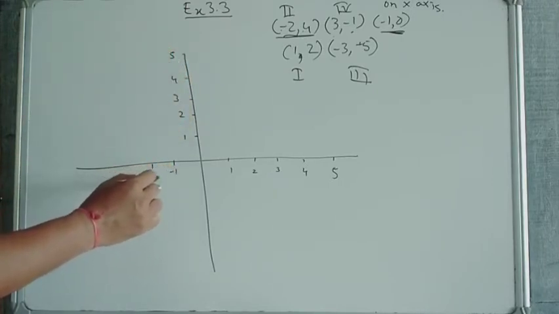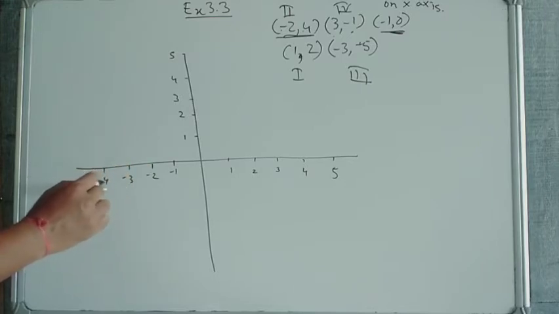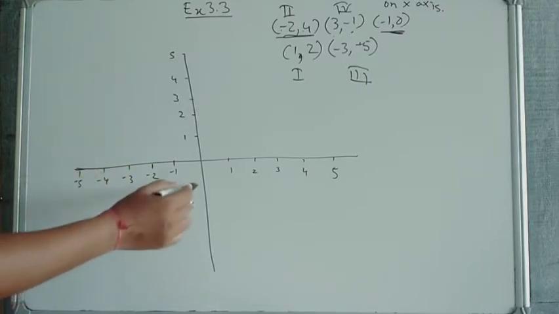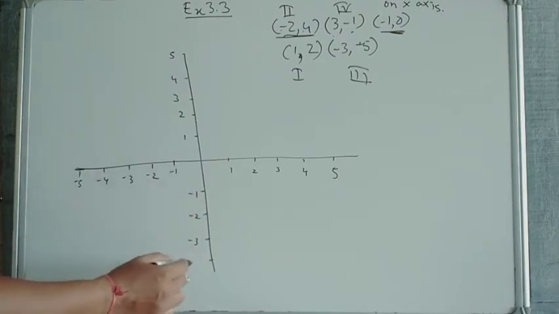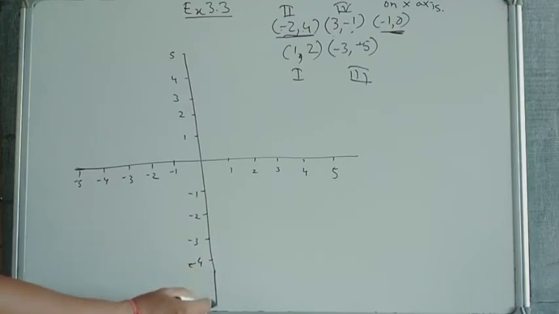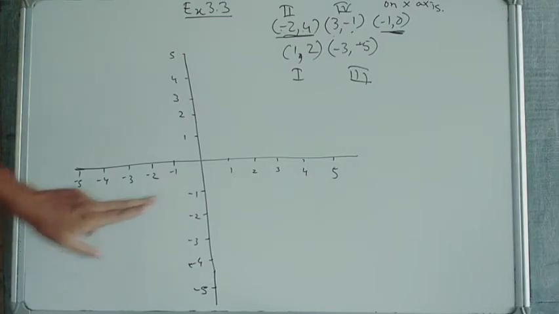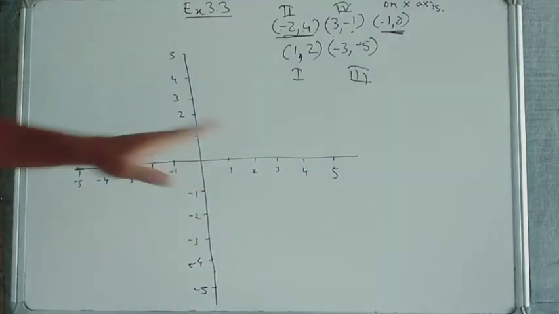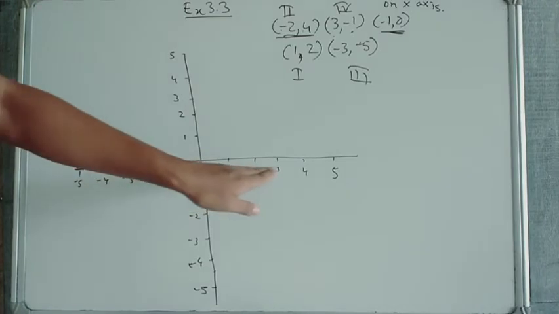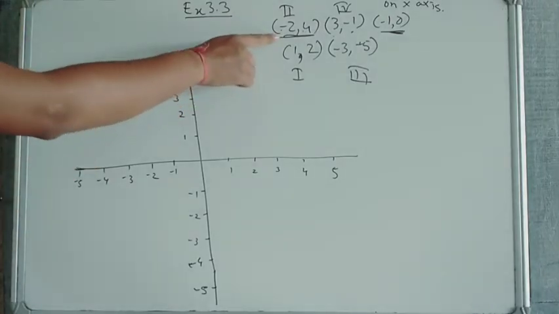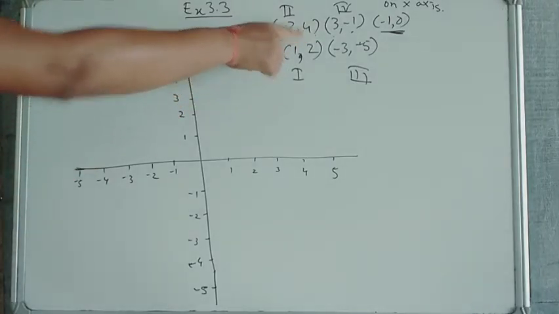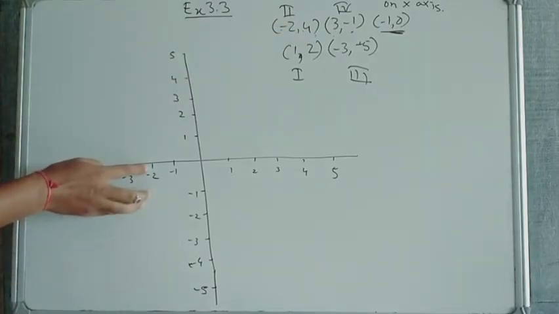Minus 1, minus 2, minus 3, minus 4, minus 5. This side also minus 1, minus 2, minus 3, minus 4, and this one is minus 5. So I took one assumption. Always take a scale, with 1 centimeter difference. Now the first point is minus 2 and 4. So where is your minus 2? This is your minus 2.